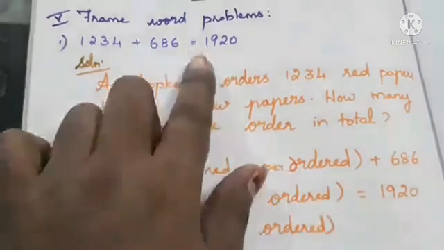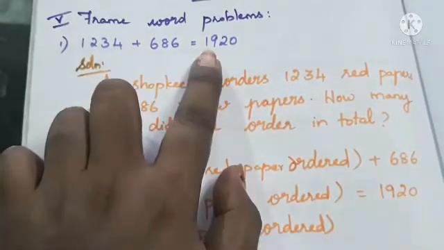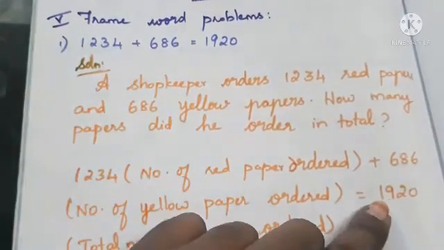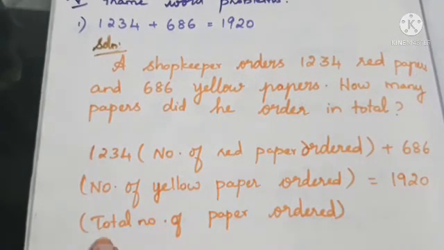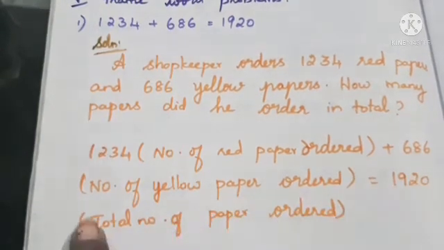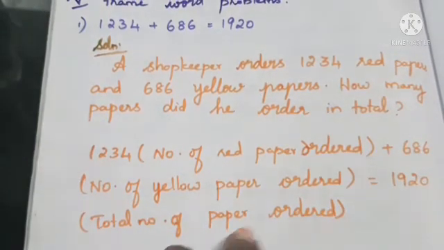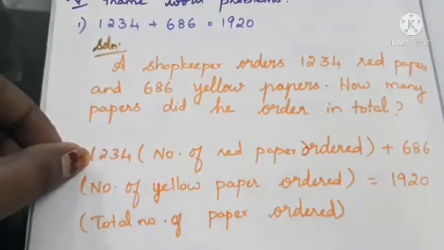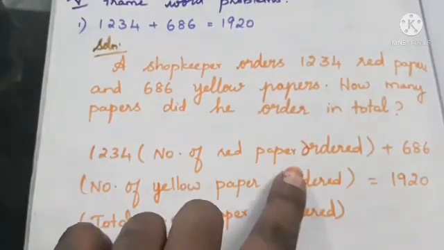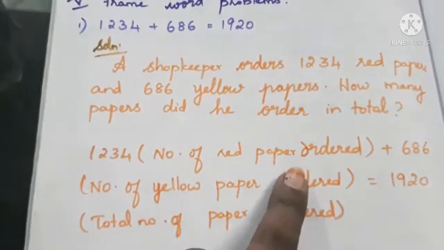Then if you add these two numbers, we get 1920. That is the total number of papers, yellow and red papers together. How many papers are there? 1920, the total number of papers ordered. So from the question we write the numbers as they are, and in between we write the words. Have you understood this?